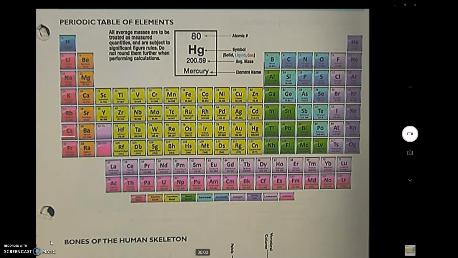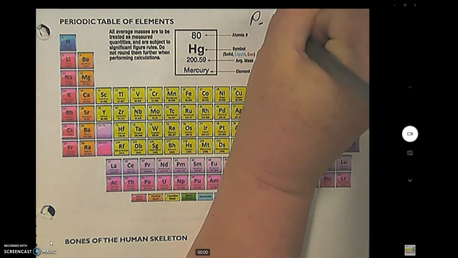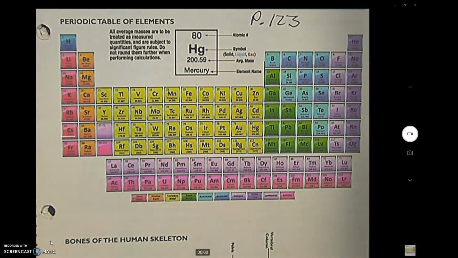If you would, take out your agenda and please go to page 123. Again, that is page 123. Let me write it up here. Page 123.